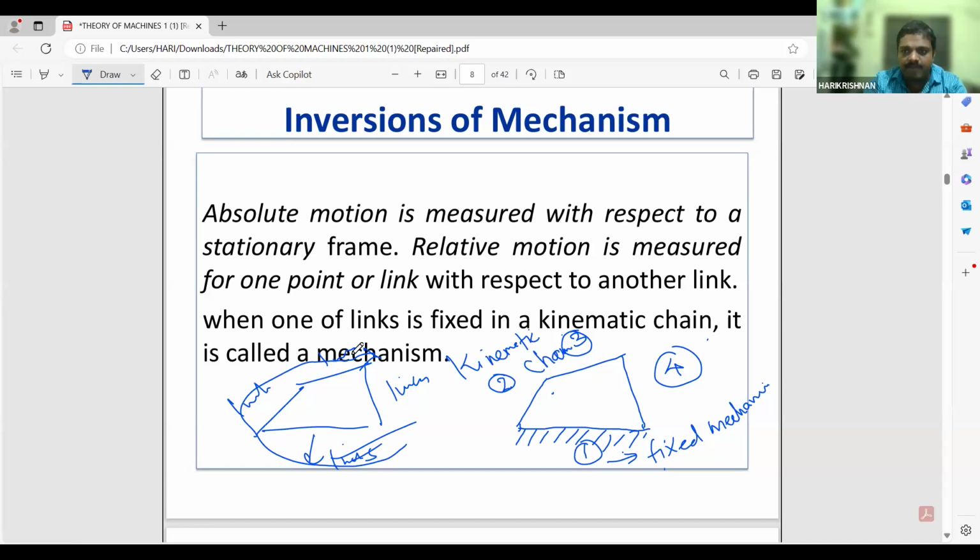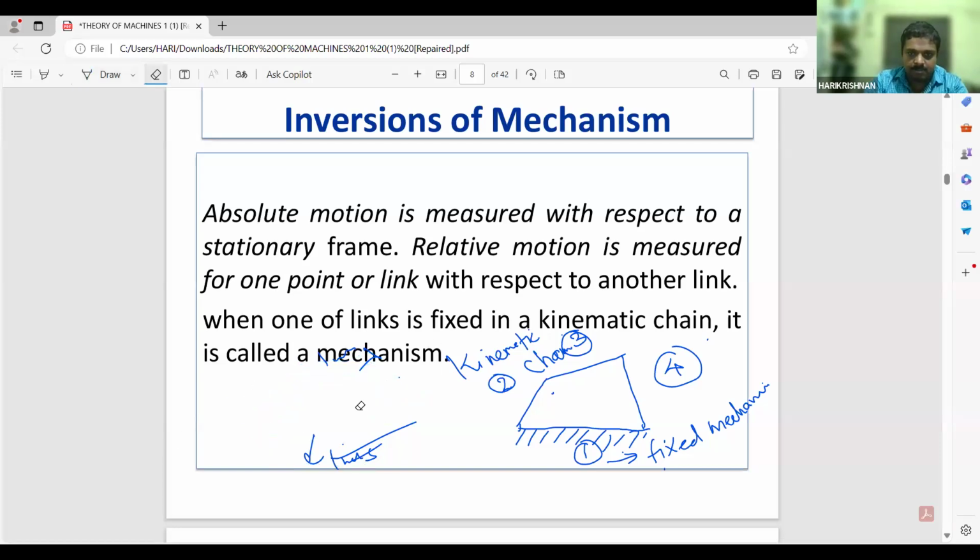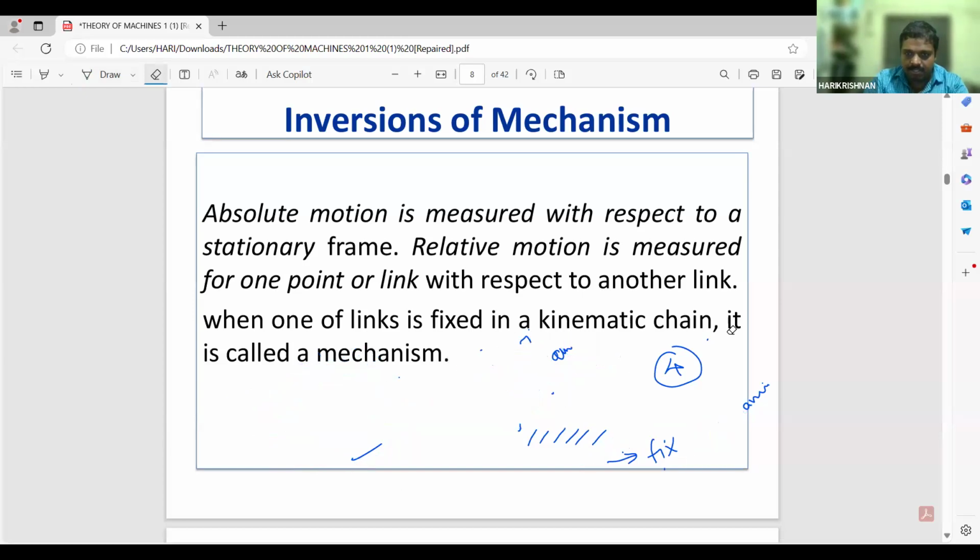So when one of the links of a 4-bar chain gets fixed, it forms a mechanism. When links are connected in such a way that there is a definite motion, it forms a kinematic chain, and when one of the links of a kinematic chain gets fixed, it forms a mechanism. Is the concept clear now? I think the concept is clear. We will move onwards.